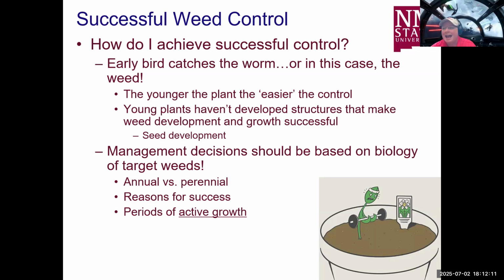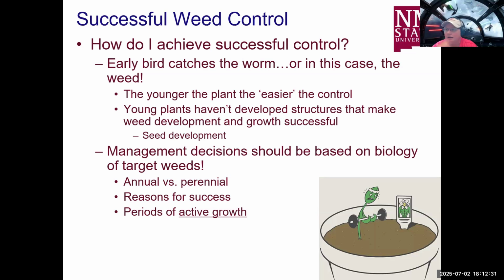So what's the timing? Active growth. Periods of active growth. Usually that's going to be in the spring, usually that's going to be in the fall. Any management strategy you utilize at that point is going to be that much more impactful. And therefore, it's better bang for your buck in order to really pay attention to the biology of the weed.